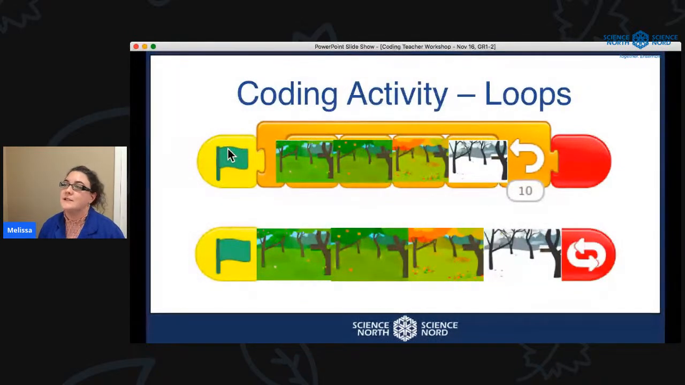If we were to illustrate a seasonal loop with our code blocks, this green block always represents the starting point. We've got the spring, the summer, the fall, and the winter. Now this code here would loop this season 10 times. So we would have a 10-year seasonal cycle. Here, we can use this symbol to have that repeat indefinitely.